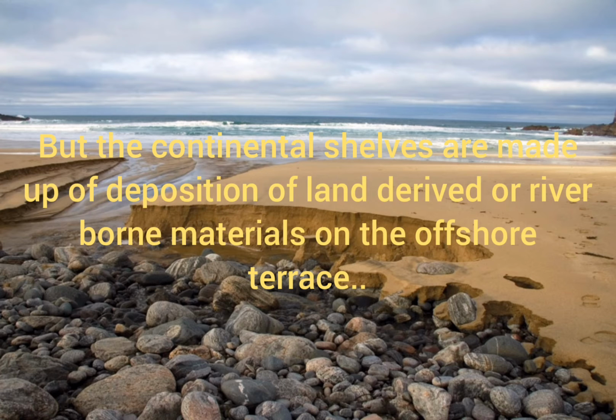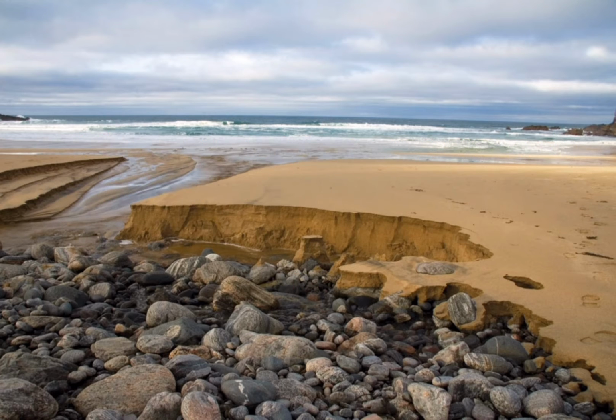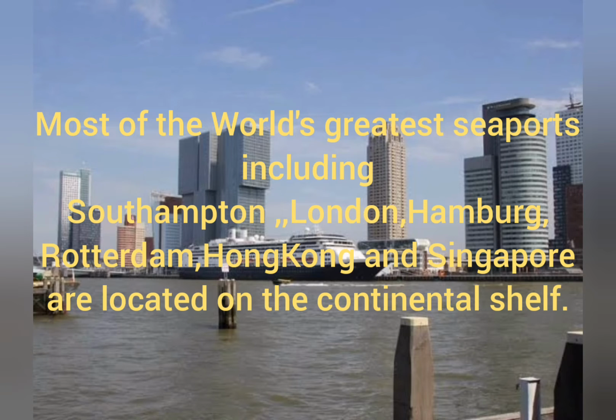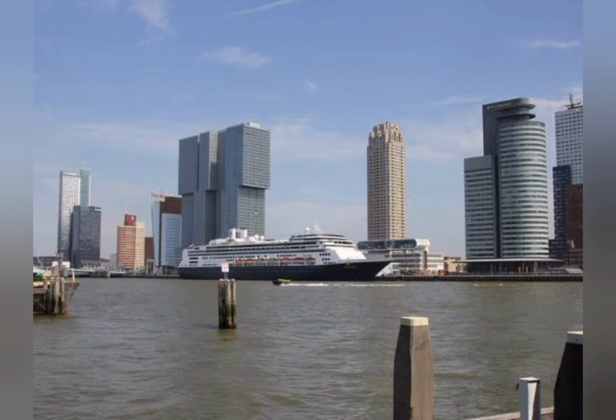But generally speaking, the continental shelves are formed because of the sediments deposited by the agents of erosion like rivers, glaciers, and rainwater. All that got collected, and different kinds of pebbles, stones, minerals and rocks formed the continental shelf along with the clay and the silt. Most of the world's greatest seaports, including Southampton, London, Hamburg, Rotterdam, Hong Kong, and Singapore, are located on the continental shelves.